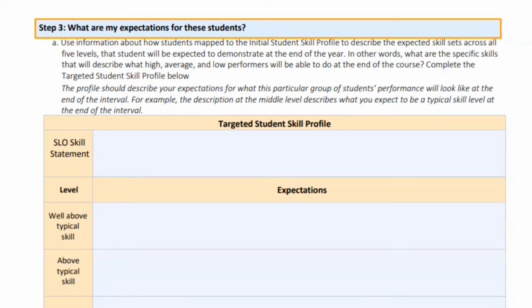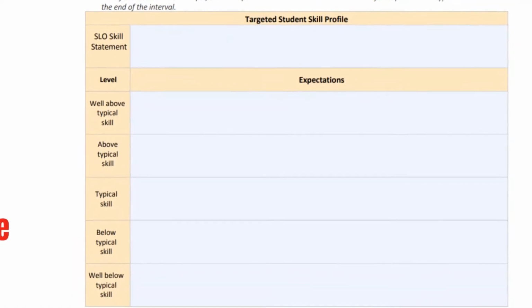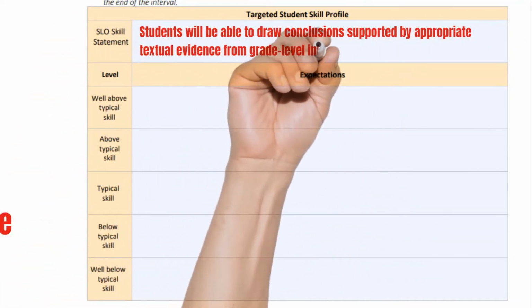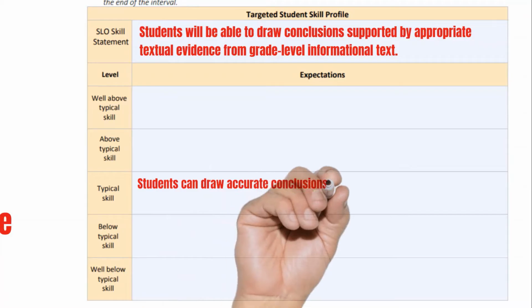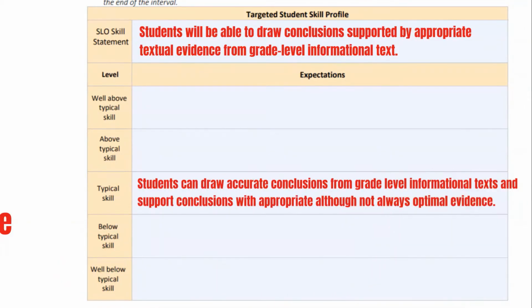Remember, the TSP rubric is a profile that describes your expectations for what a group of students will look like at the end of your instructional period. As always, start with the typical student. Take into account your special ed students and take into account your AP students or GT students if you use them in your SLO sample. Before writing your rubric, please make sure you rewrite your SLO foundational skill statement so that you can remember what your SLO focus was on for the entire span of time that you were teaching your students. Start with your typical student and construct your rubric from there, going up to well above typical and then working your way down to well below typical.